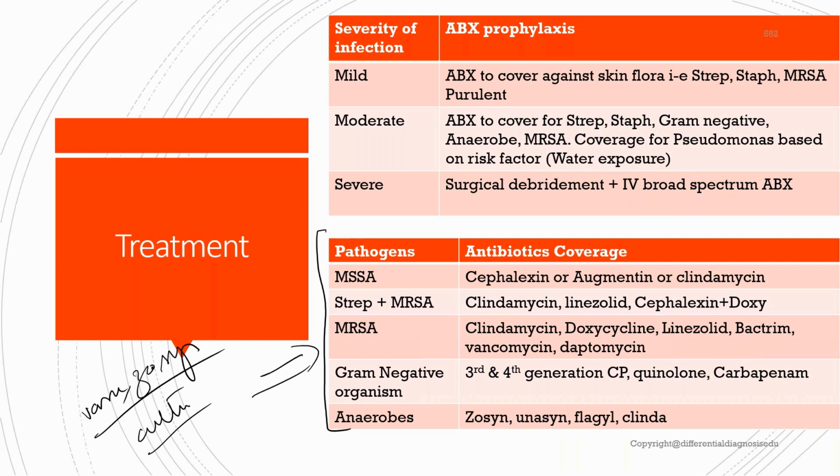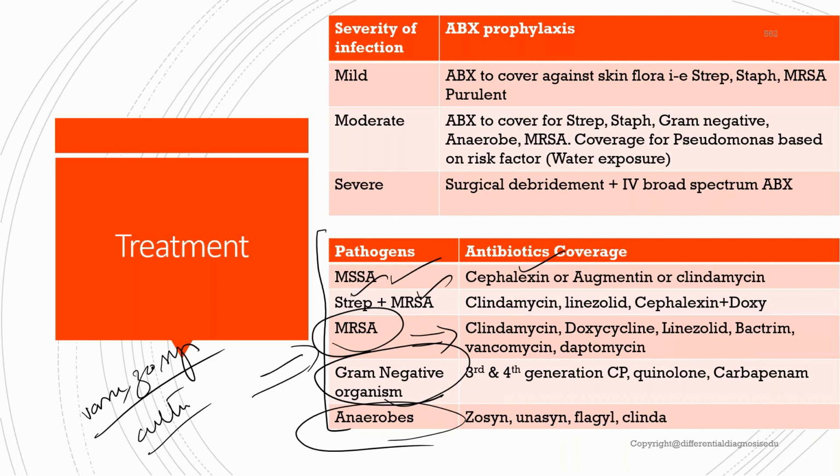We already discussed all the antibiotics. For MSSA, cephalosporin. For strep plus MRSA, you can use a combination of strep plus MRSA coverage. MRSA, we discussed the antibiotic. Gram-negative organisms: third and fourth generation cephalosporin, carbapenem, quinolone. Anaerobic organisms: Flagyl, Clinda, Unasyn, Zosyn. So we discussed the antibiotics.